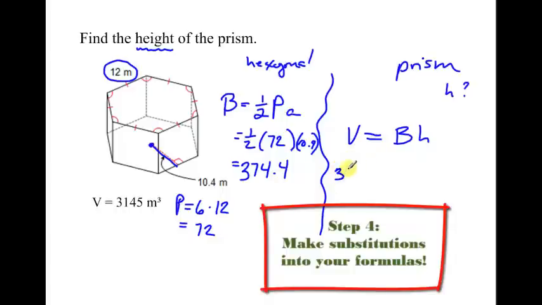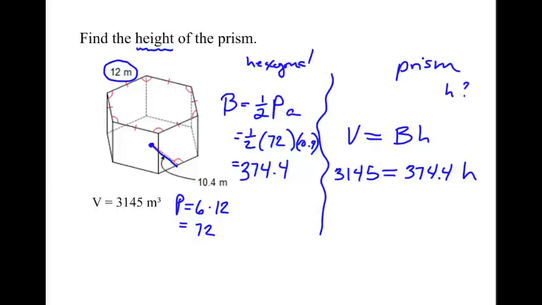All right, now we're set to come back over to our formula, and for volume we're going to make a substitution. From our given, the volume is 3,145 cubic meters. From our calculation, we know that the base area is 374.4, and so the height we bring down as our question. You can see what to do. This is some ninjas. We haven't seen them in a little bit. We're going to divide off the 374.4 on both sides.